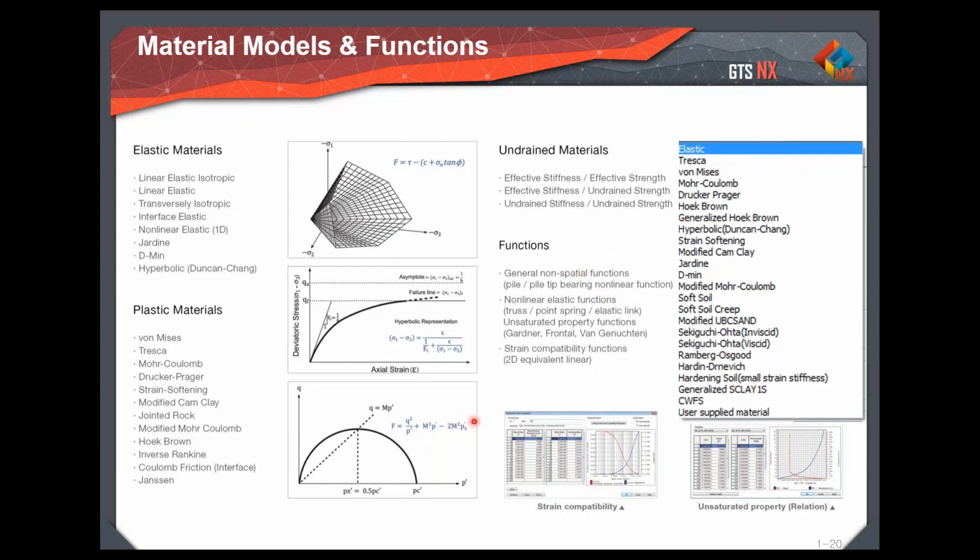And apart from it, you can go for your undrained conditions or drained. So you can see the undrained conditions like effective stiffness, effective strength, undrained strength, undrained stiffness, and so on. And apart from this, we also have unsaturated property conditions. So this is like unsaturated properties, and even this can be applied for your soil conditions.